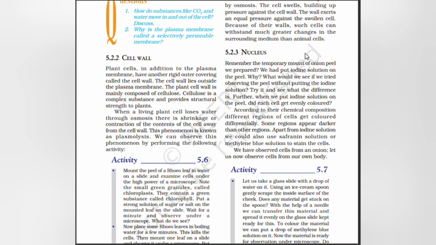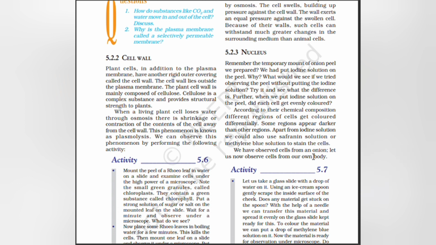Nucleus. Remember the temporary mount of onion peel we prepared. We had put iodine solution on the peel. Why? What would we see if we tried observing the peel without putting the iodine solution? Try it and see what the difference is. Further, when we put iodine solution on the peel, did each cell get equally colored? According to the chemical composition, different regions of cells get colored differentially. Some regions appear darker than other regions. Apart from iodine solution, we could also use safranin solution or methylene blue solution to stain the cells.